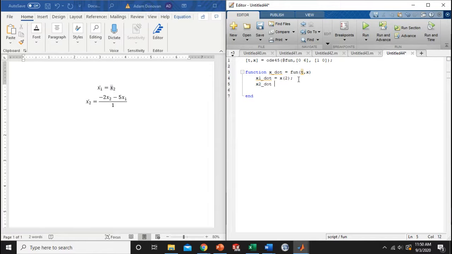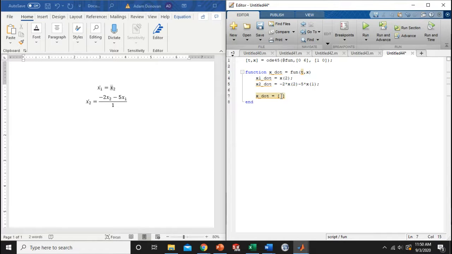And so then x2 dot is equal to x of, then this is where I plug in this problem. So negative 2 times x of 2 minus 5 times x of 1. Okay, and so then the last step is going to be my x dot. I still haven't created this output here, right? I need to create this output, and this is where I have to make sure that I set this up entirely correctly.